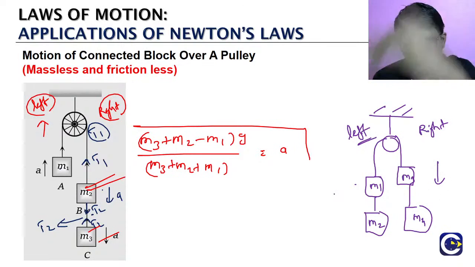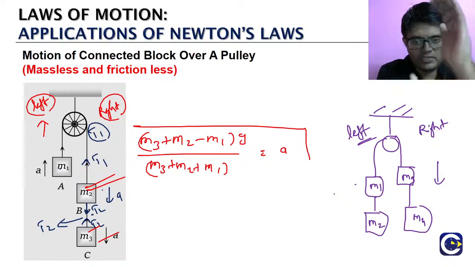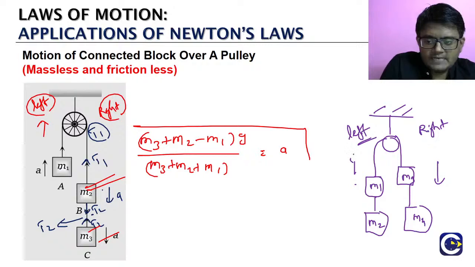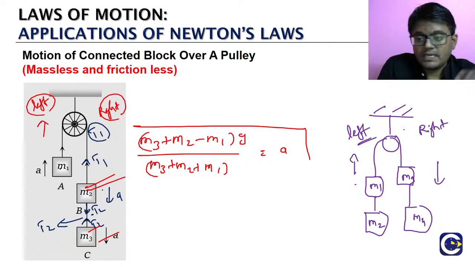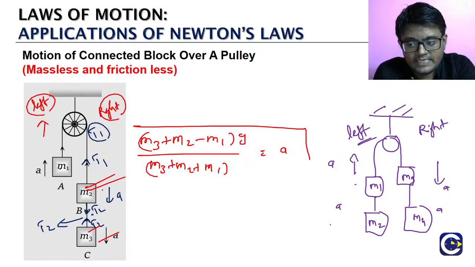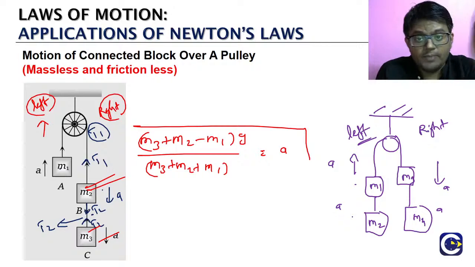ஓகேவா? let us say right side இருக்கிற mass is a higher value வச்சுக்கோங்க. Total mass, இந்த m3 plus m4 value is higher. அப்ப என்ன ஆகும்? right side ல it will be going down, left side ல it will be going up. ஓகேவா? பட் எல்லாத்துக்கும் the acceleration will be same. so m3 and m4 will be going down with acceleration a, m1 and m2 will be going up.